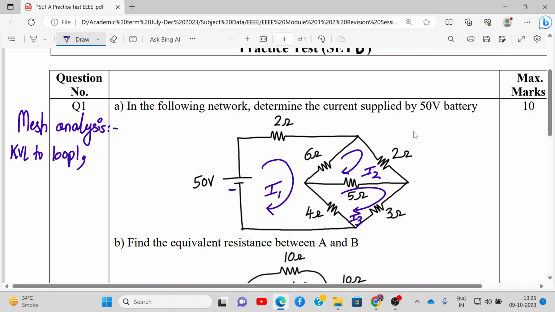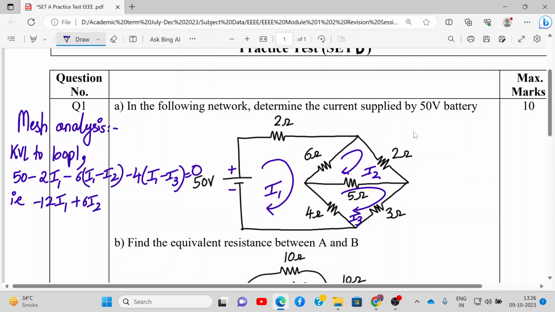So what does it say? You're going from minus to plus, so rise in potential. So 50 minus 2 I1 minus 6 (I1 minus I2) minus 4 (I1 minus I3). All right, I arrange it in terms of I1, I2 and I3. So it will be minus 12 I1 plus 6 I2 plus 4 I3 is equal to minus 50. Let's call this equation number 1. So there are three unknowns, I1, I2 and I3.